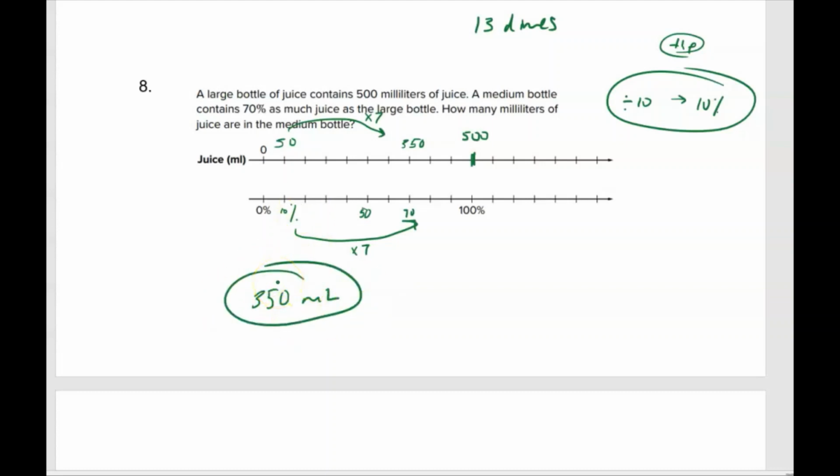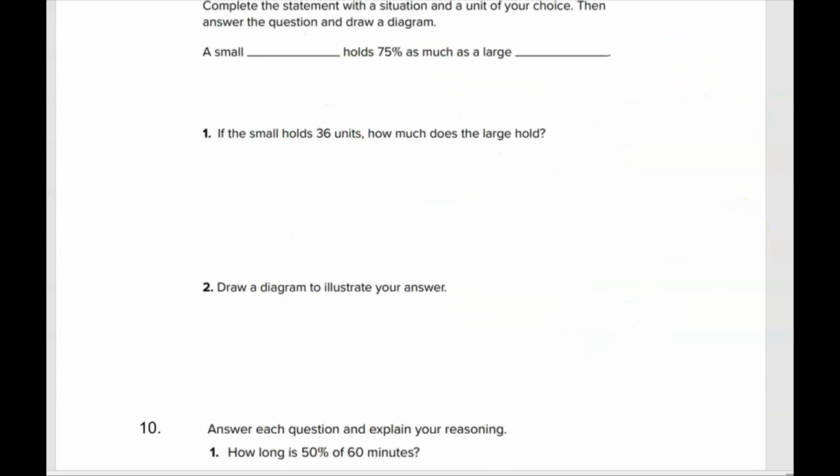Okay. Now this is one way to do it. You could have also made a table. Surprise, surprise. Okay, you could have said our juice in milliliters and our percent. So 500 milliliters is 100%. Right? You could have said divide by 10, 50 milliliters is 10%, and then you could have multiplied by 7, right, to get to 70%. Same idea, using a table. Let's move on.